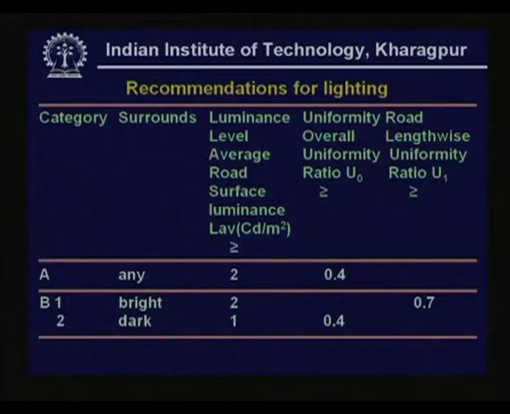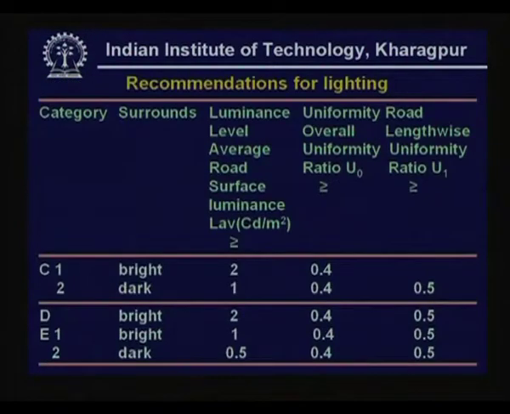As you can see, if the surroundings are dark, one could do with a lower level of surface luminance. It is recommended to be 2 CD per meter square for bright surroundings and about 1 CD per meter square for dark surroundings. U naught still remains at 0.4 and U1 is expected to be around 0.7.